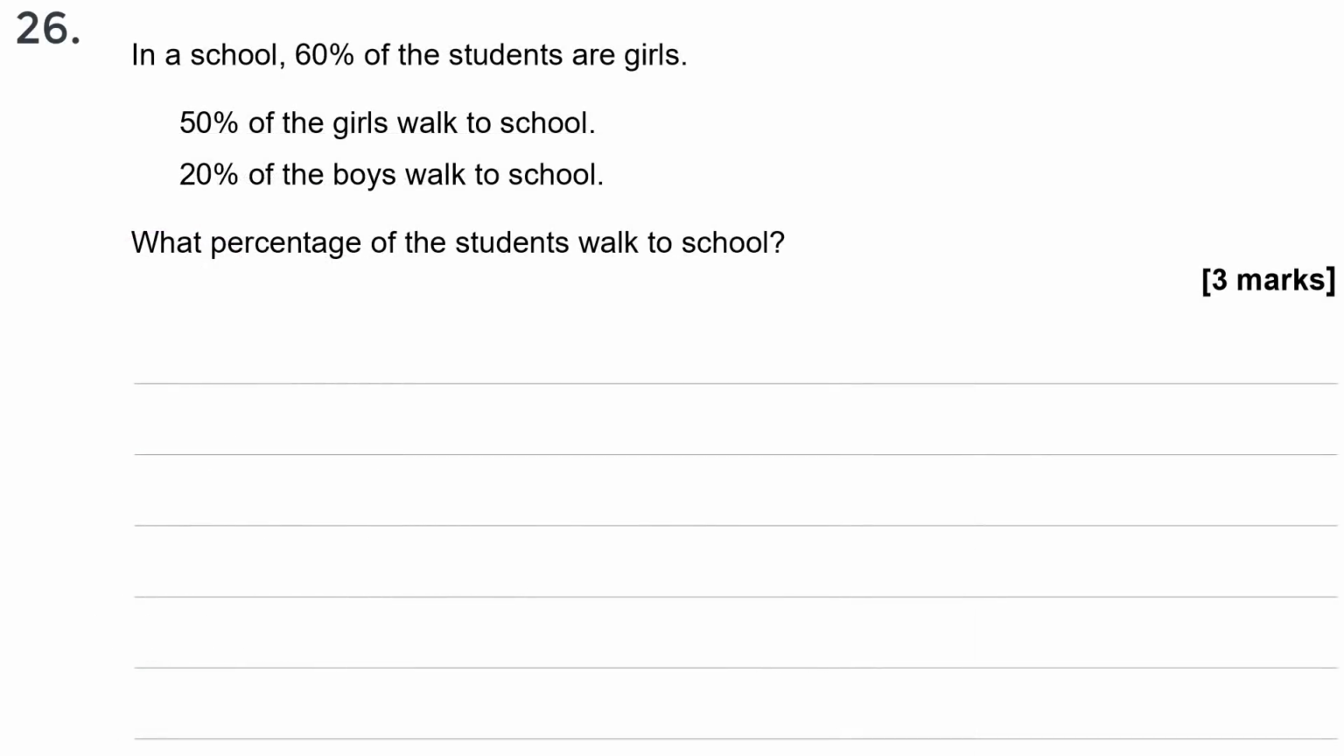We're told that a school has 60% of their students being girls, and of those, 50% of the girls walk to school and 20% of the boys walk to school. What is the percentage of students who walk to school? Now, first thing to note in this question is that there's no number of students given. So we're just working purely with percentages. If it makes it easy for you to think about, then you can just assume that there are 100 students. So assume 100 students.